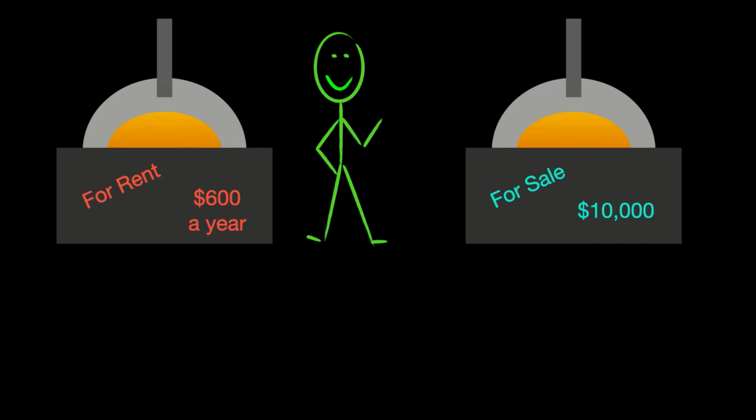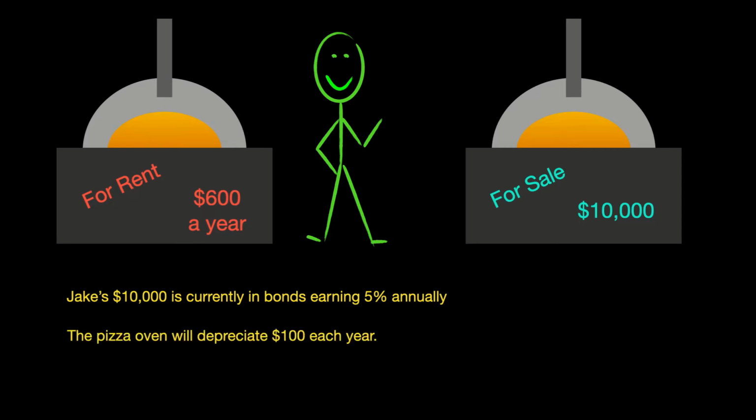or rent one. To do this, we need to first calculate the economic cost of the two different scenarios. Economic cost is the same thing as opportunity cost. If Jake buys a pizza oven, it will cost him $10,000. The money he would use is currently invested in bonds and is earning 5% annual interest. Also, the wood-fired pizza oven loses about $100 of value each year. If Jake rents a pizza oven, it will cost him $600 a year. Which of these two options has the lowest economic cost?